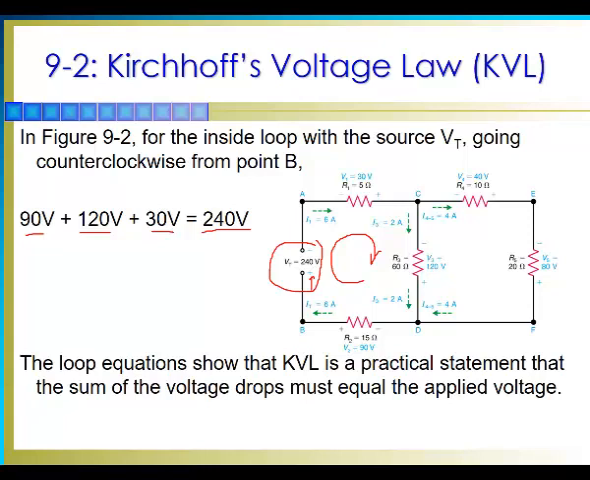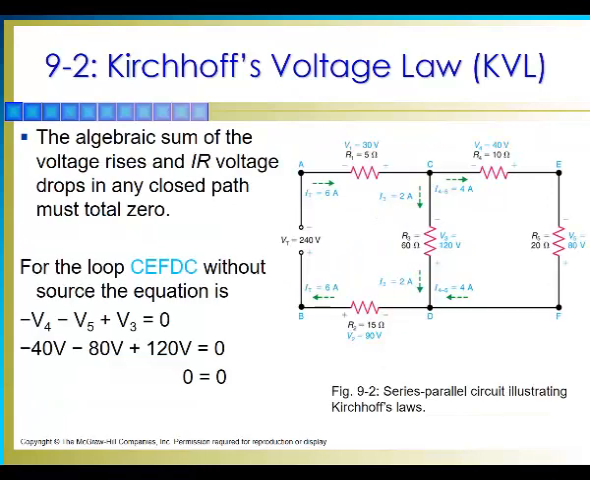And if we take a look at the second loop, the loop from C to E to F to D back to C, in other words, this loop right here, if we take a look at these voltages, we can say that the voltage on resistor 3 or V3, the voltage on resistor 4 or V4, and the voltage on resistor 5 or V5, the sum of all these three voltages must add up to 0.